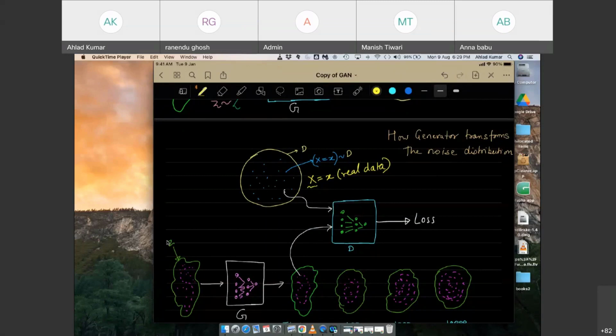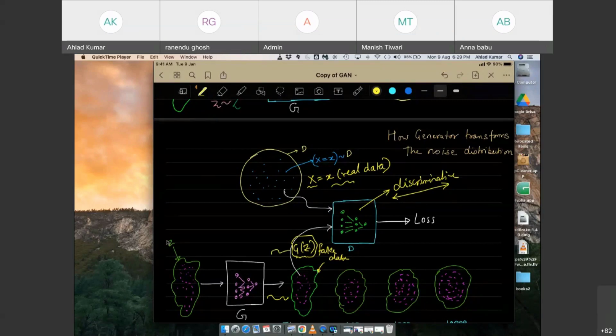And we all know that the generator is trying to come up with these pink dots which are inside this distribution, which is actually nothing but g of z. And these data are actually fake data. So the discriminator is trying to work as a discriminative model. We have discussed this discriminative model in our earlier slide. This discriminator acts as a discriminative model which tries to distinguish between the real data and the fake data.